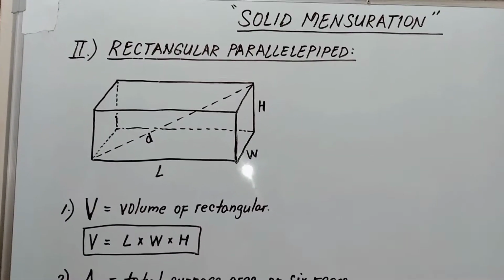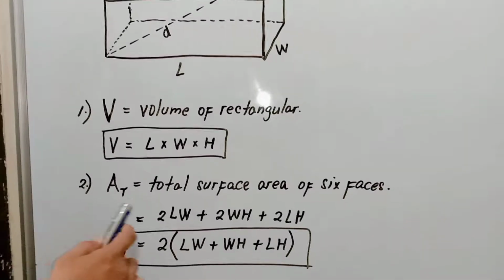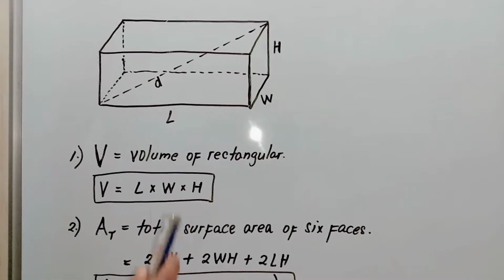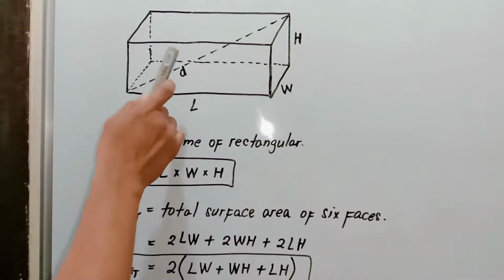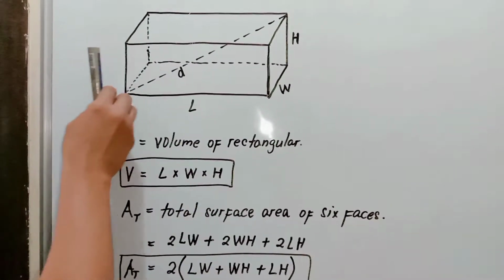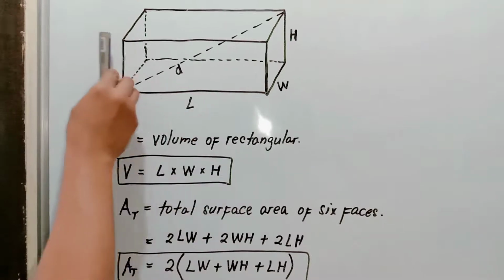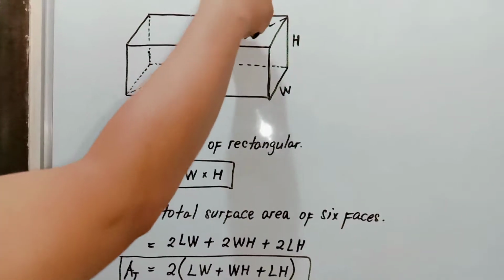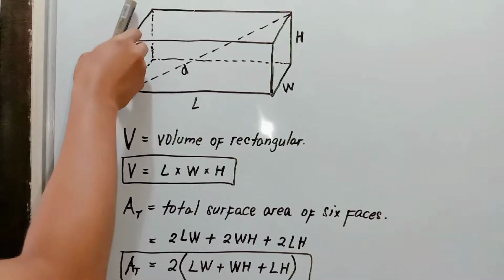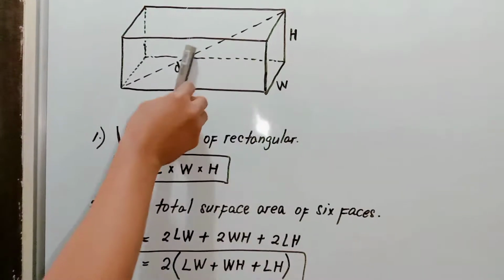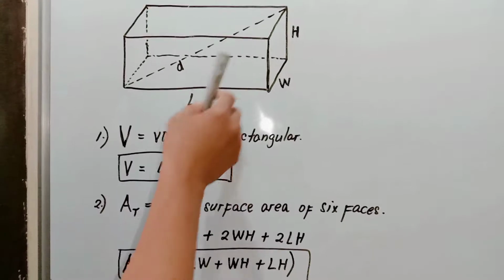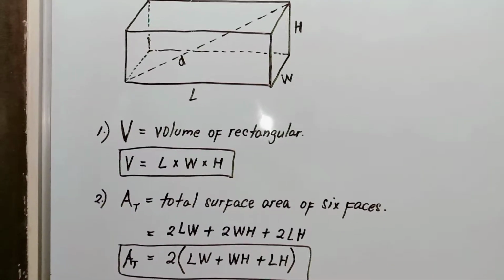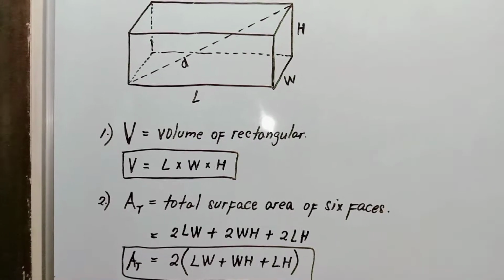Okay, the second is how to solve the total surface area of the six faces, because as you can see, guys, in this rectangular parallelepiped there are six faces: these sides and the other one behind, these sides, and the bottom and the top. So there are six faces for this rectangular parallelepiped.